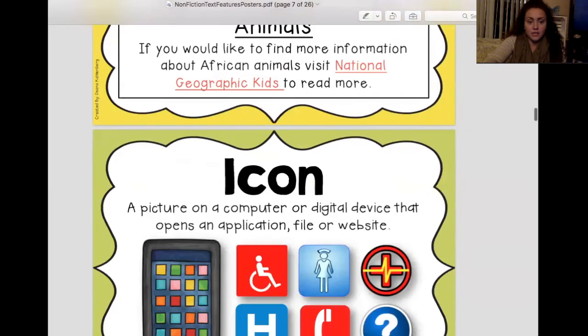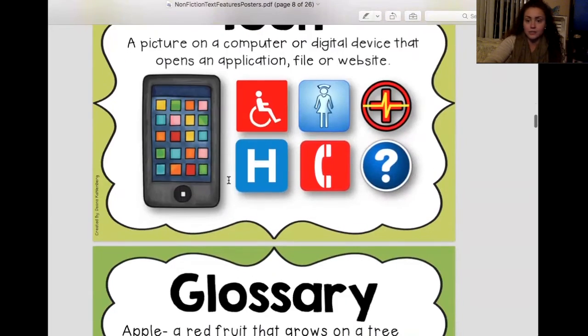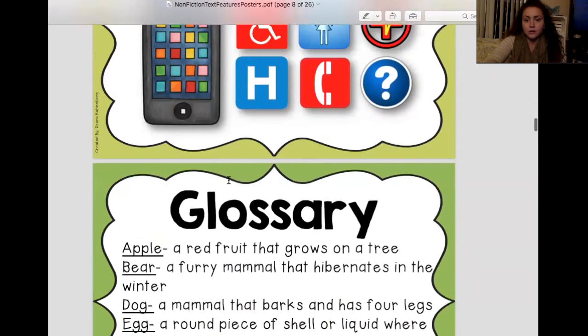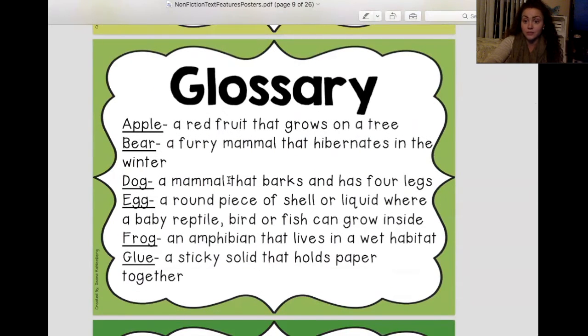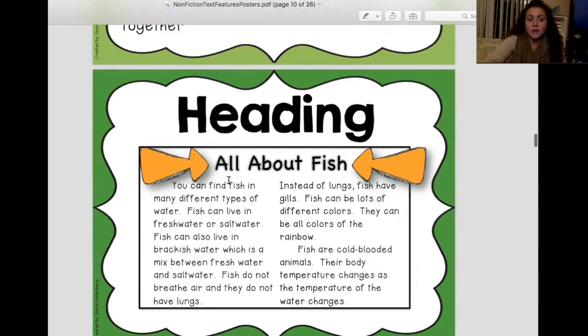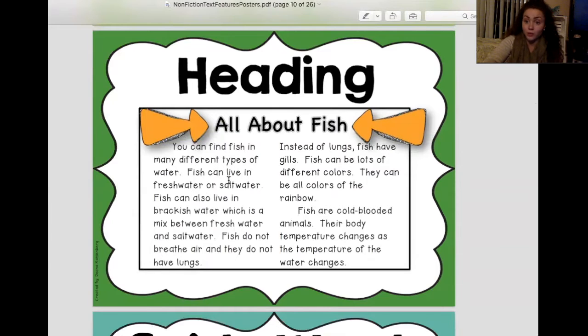Okay, so if I keep going, the icon, you see those are like apps. The glossary, that's where you can find the definitions of words. That's also going to be in the back of the book. Headings, this is going to be a really important one today because we're going to be talking about this one mostly.